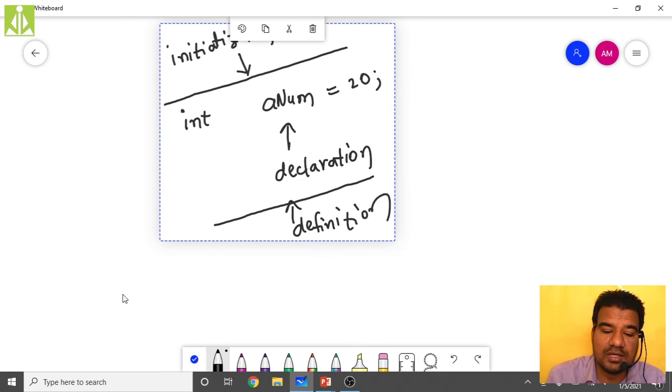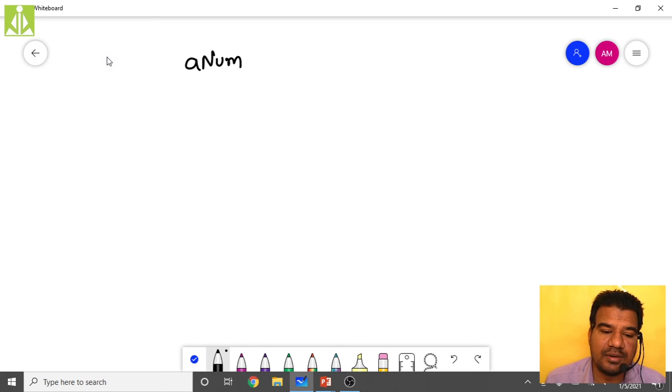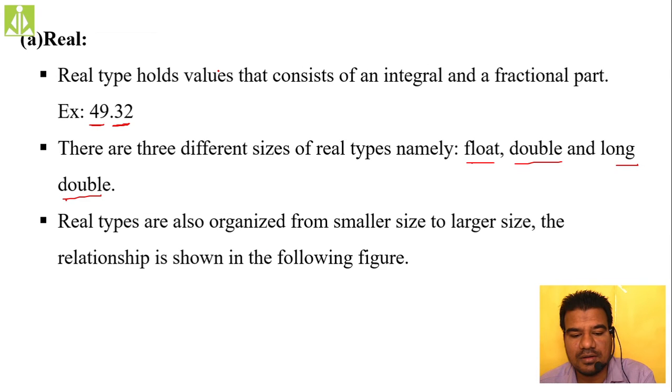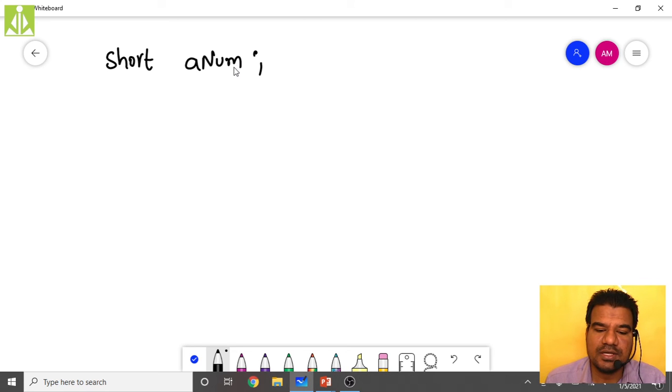Now I am creating a variable with the name enum, and my variable type is short. So how many bytes will the computer allocate for this enum? Simply go to your slide. If it is short int, how many bytes? 2 bytes. Short int means 2 bytes. The size is 2 bytes.